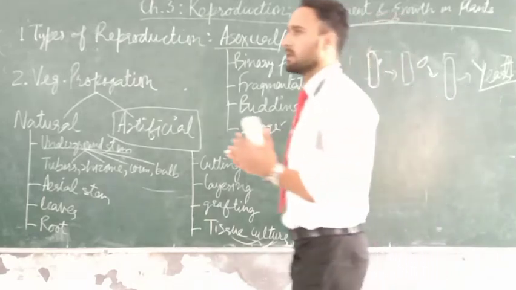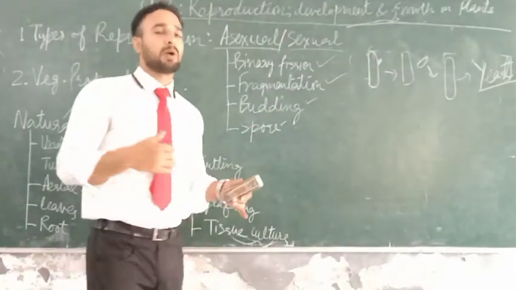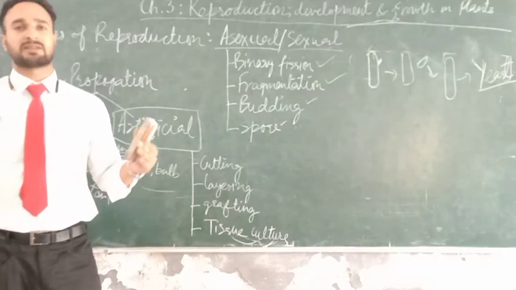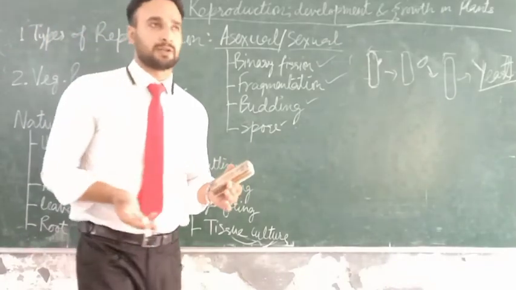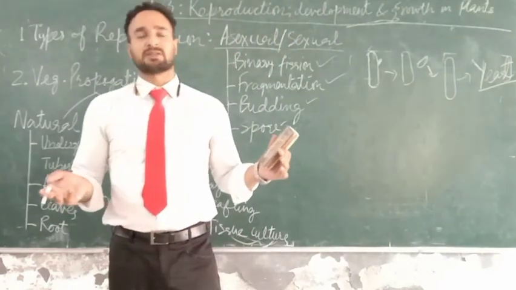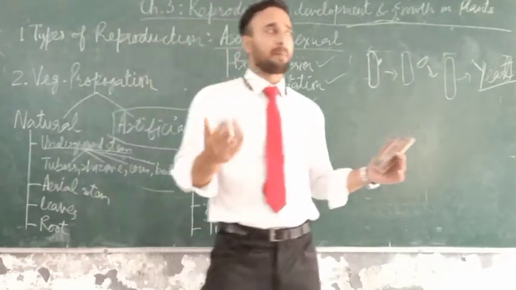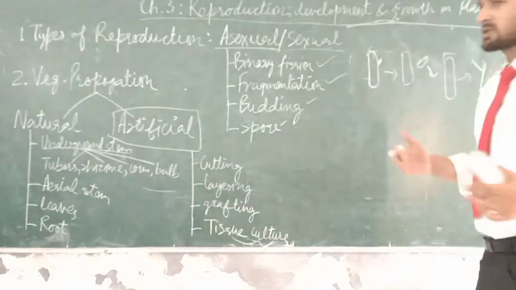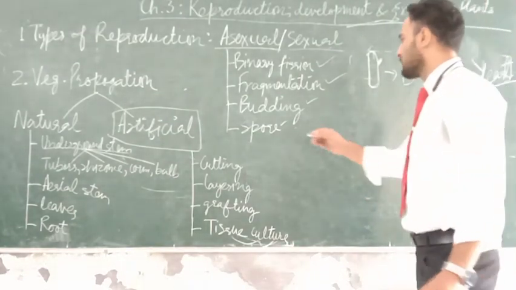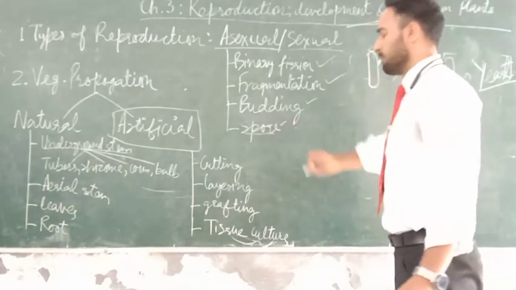During unfavorable environmental conditions, what are unfavorable environmental conditions? Suppose there is too much salinity in the soil or in the water, or it is too cold outside, as in the winters. Those conditions are called unfavorable conditions. During unfavorable conditions, spores develop.